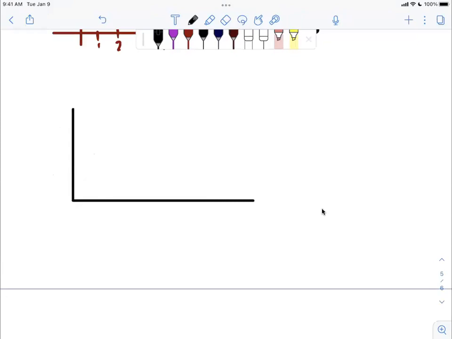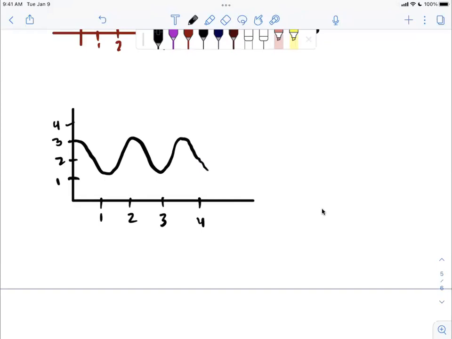So this is 1, 2, 3, and 4. All right, and then 1, 2, 3, and 4. So we're going to have a graph that looks like this. But then we're going to have 1 point excluded. And we're going to have a circle here, and this point is 2, 3.